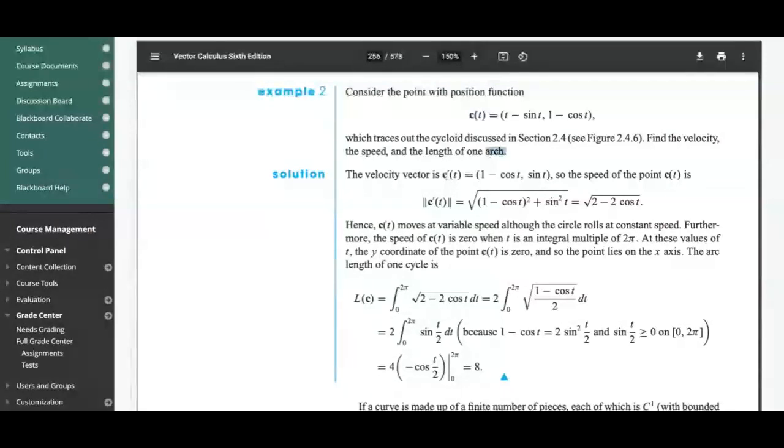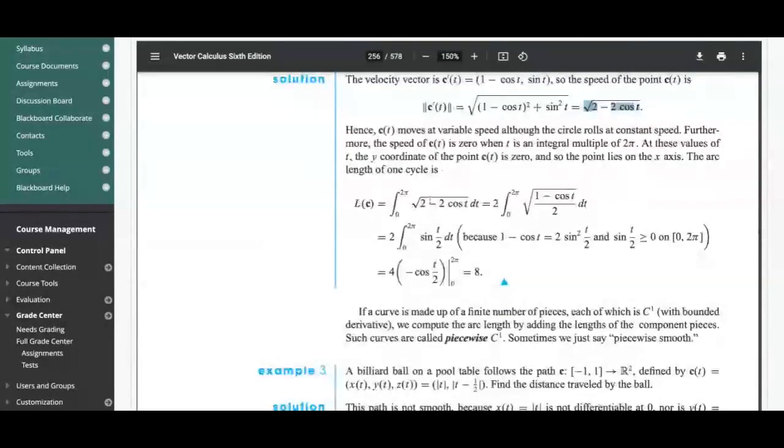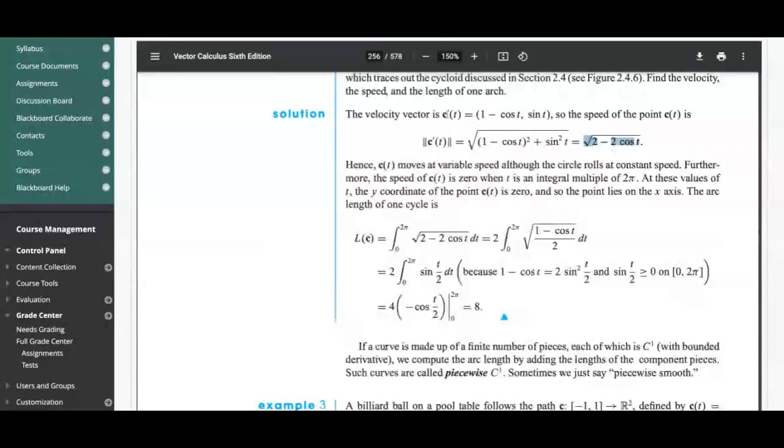So C prime of t, we take the derivative: 1 minus cos t, sine t. Then we calculate its magnitude, the square root of the first component squared plus the second component squared. It's going to be the square root of 2 minus 2 cosine t. So that's the speed, right? So that's the velocity vector, and the speed.